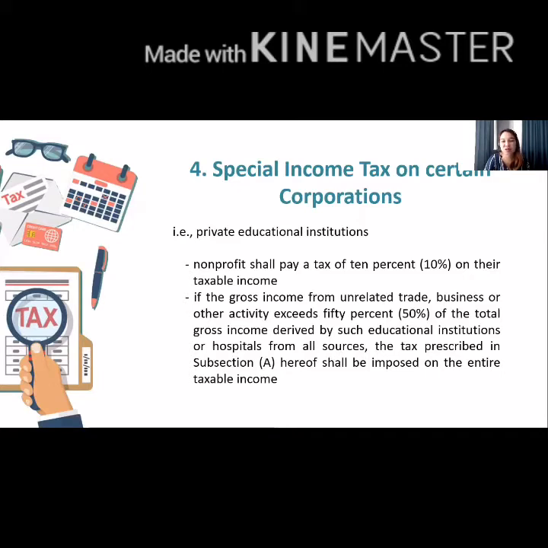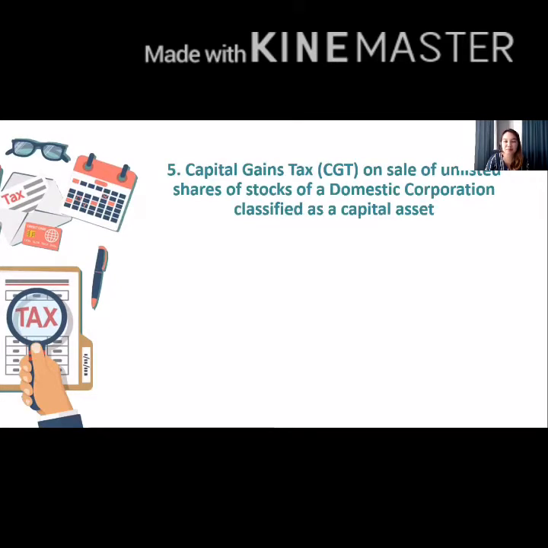So if the gross income from unrelated trade, business, or other activity exceeds 50% of the total gross income derived by such educational institutions, or say hospitals, from all sources, the tax prescribed in subsection A hereof shall be imposed on the entire taxable income.